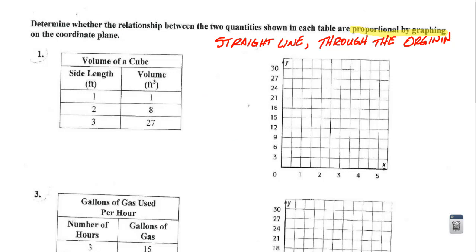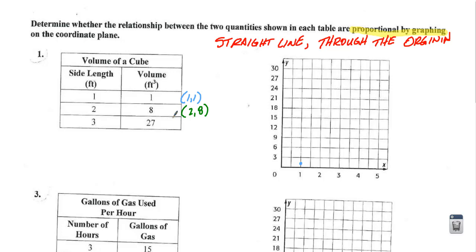So with this problem, they give us a table, 3 different sets of points. This first set of points is 1, 1. Side length of 1 foot, volume of 1 cubic foot. So 1 and 1. So go out 1, go up 1. 1's going to be right there between 0 and 3. Next, 2 and 8.